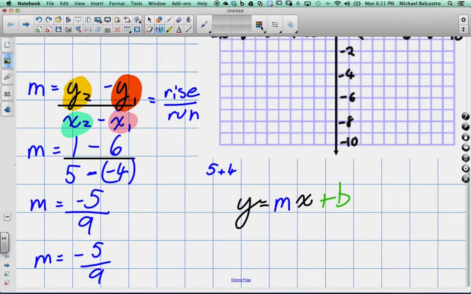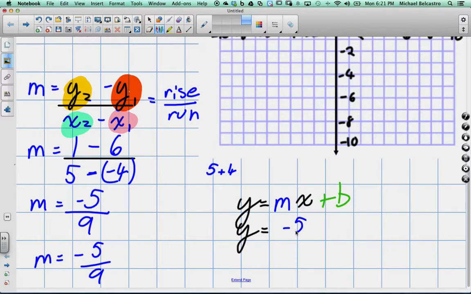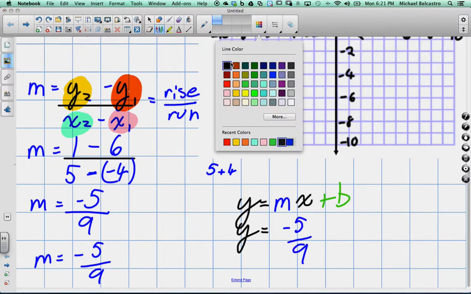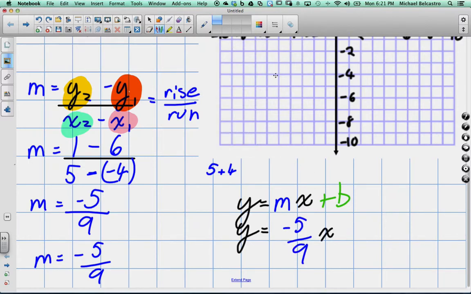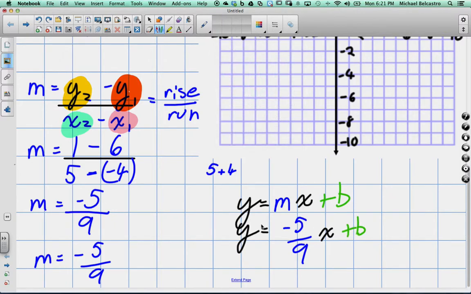Well, we now have our m value. Y is equal to, I'll write it in blue, -5/9 x, and then our b is still unknown. Okay, so we've got the slope part covered.